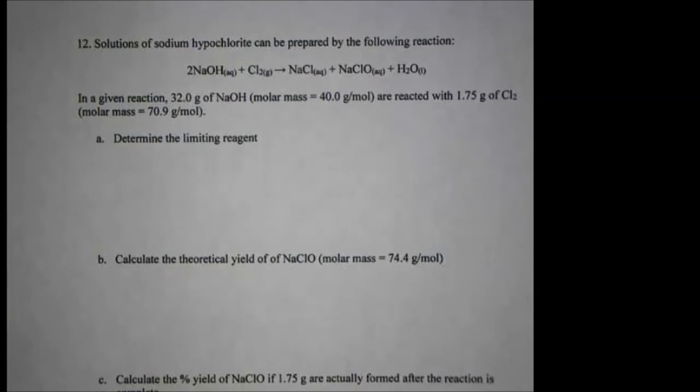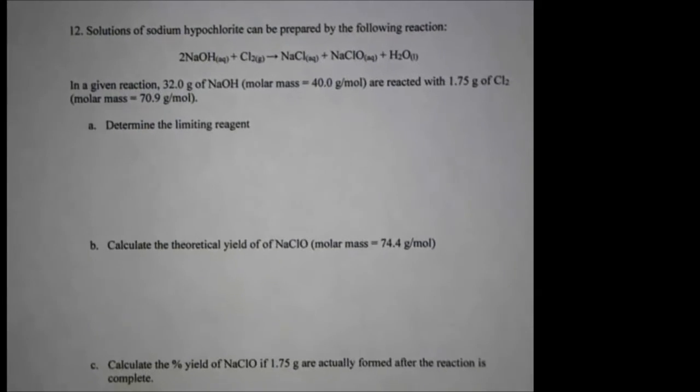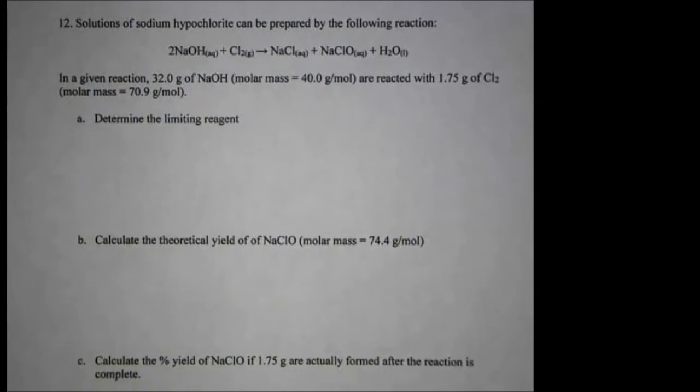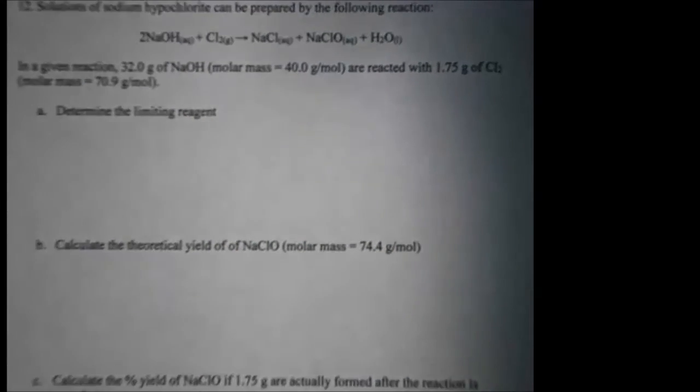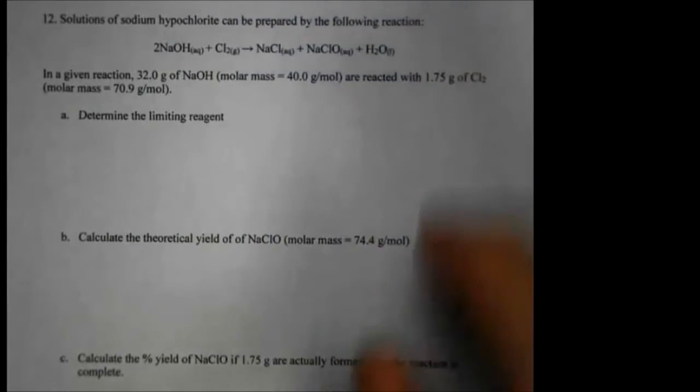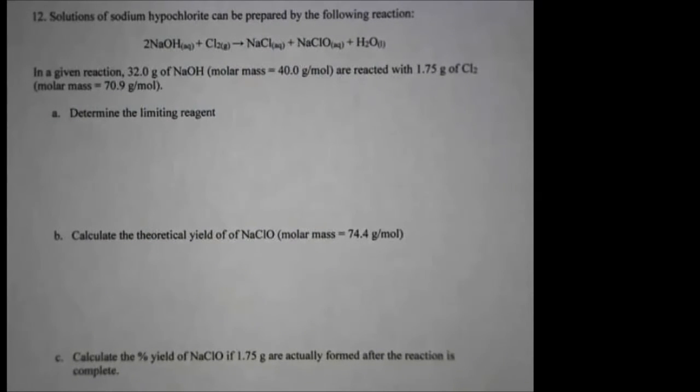Our last question is a limiting reagent problem involving stoichiometry. In this case, solutions of sodium hypochlorite can be prepared by the following reaction. So it gives us a balanced chemical equation. And then it says in a given reaction, 32.0 grams of NaOH, molar mass is equal to 40.0 grams per mole, so they help us out with molecular mass, are reacted with 1.75 grams of Cl2. They give us a molar mass there.